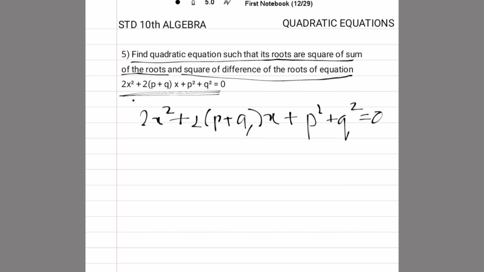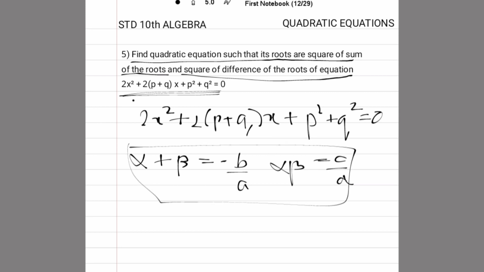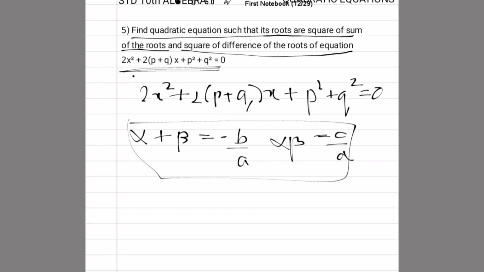So how can we find the sum square? Now we know the relation between the roots of the quadratic equation and its coefficients, right? So that is alpha plus beta gives us minus b by a, and alpha into beta is equal to c by a, right? So using these relations we have to just find these terms, that is alpha plus beta is equal to minus b by a.